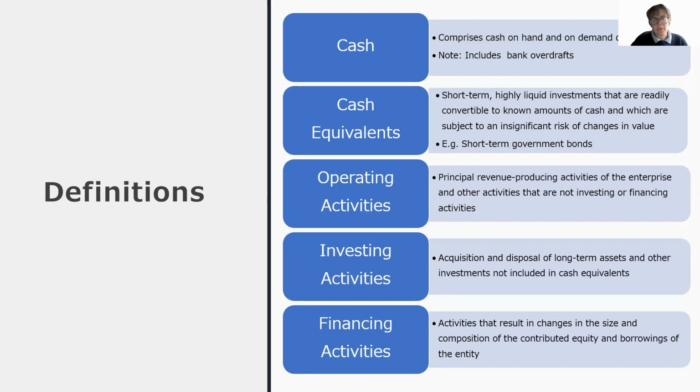We then have operating activities. These are essentially activities which produce revenue. They are activities which do not include investing, and they do not include financing the business. Investing activities then. This is all about the acquisition and disposal of long-term assets and other investments which are not included in cash equivalents. And finally, we have financing activities. These are activities which are going to result in changes in the size and the composition of the contributed equity and borrowings of an entity.